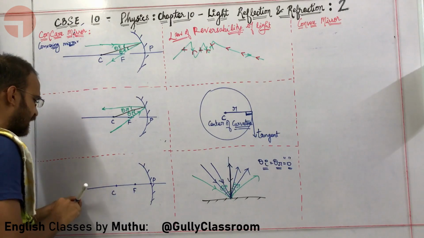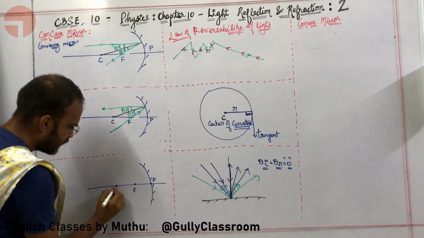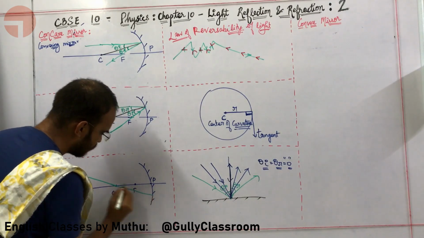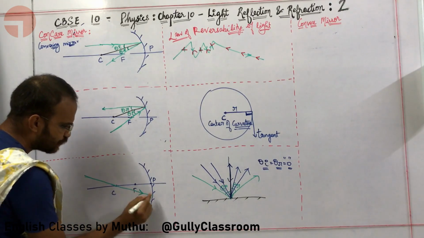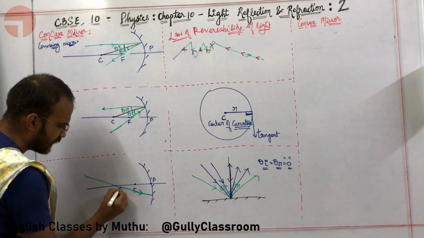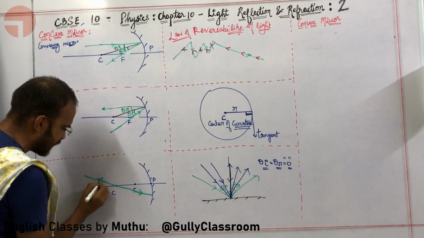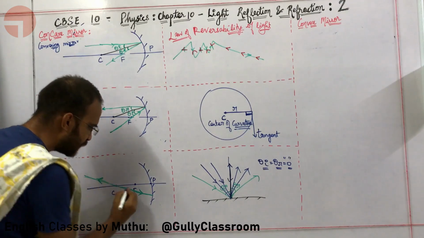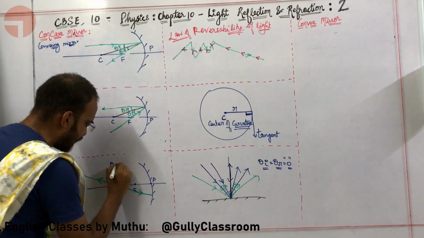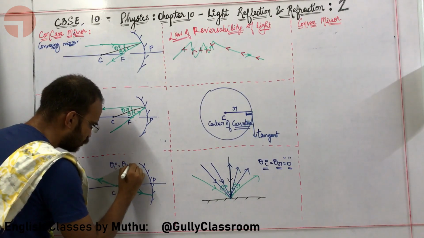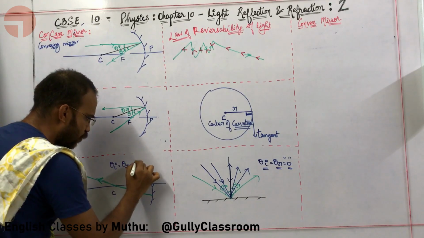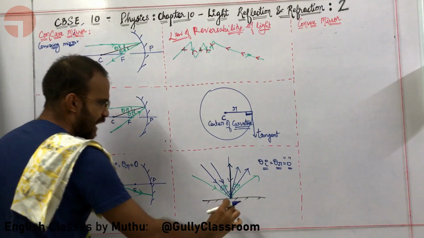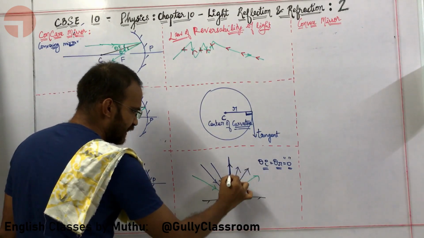Now, let us say I have a ray. This ray is simply passing through C. Now, what will happen? This light ray, after reflection, will be reflected once more along the same path. Here, in this condition, theta I, the angle of incidence, is equal to theta R, the angle of reflection. Both are equal to 0.